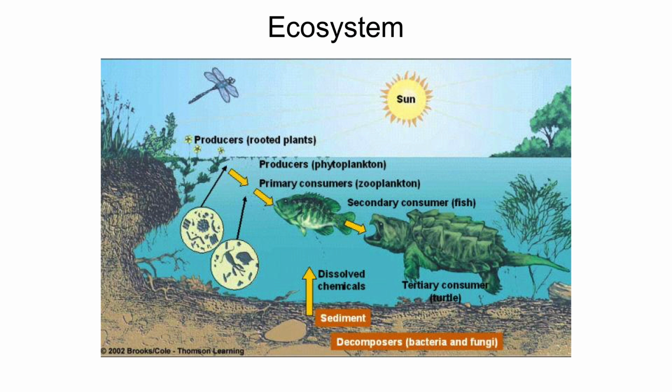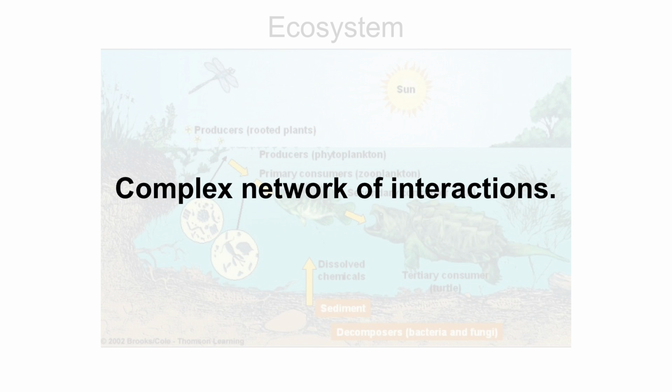An ecosystem is a community of living organisms in conjunction with the non-living components of their environment such as air, water and soil, interacting as a system. At its core, an ecosystem is a complex network of interactions.